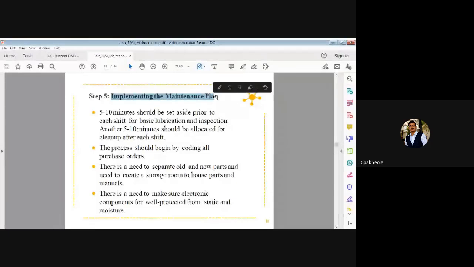So in this, 5 to 10 minutes should be set aside prior to each shift for basic lubrication and inspection. Another 5 to 10 minutes should be allocated for cleanup after each shift.